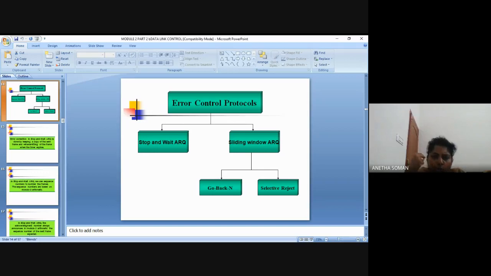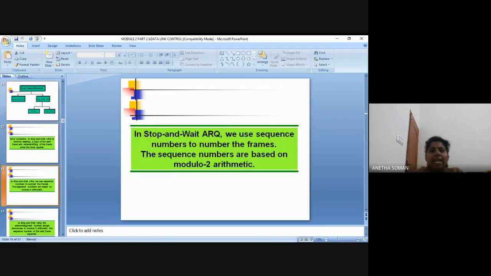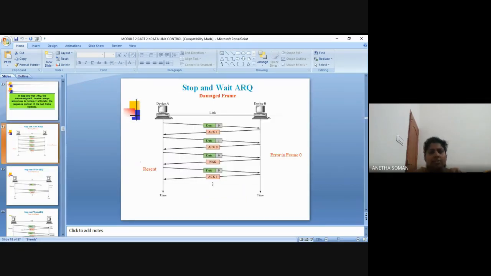Now, in order to do this retransmission, stop and wait keeps a copy of the frame that is being sent. Whenever the receiver is not receiving that particular frame and a request comes from the receiver side, it does the retransmission process. Now, this retransmission can happen in 3 ways.